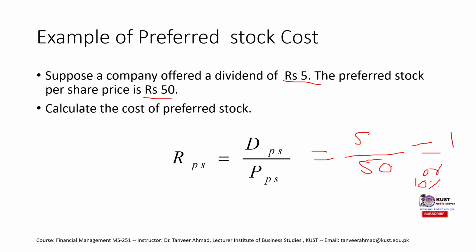Now, let me summarize this whole idea. We understood different methods of finding the cost of equity, then cost of debt, and then cost of preferred stock. Because remember, in the case of WACC, we have different sources of financing, and we need to find their costs. Once we find their costs, we plug these costs into the WACC formula, and it would give us the weighted average cost of capital of that firm.